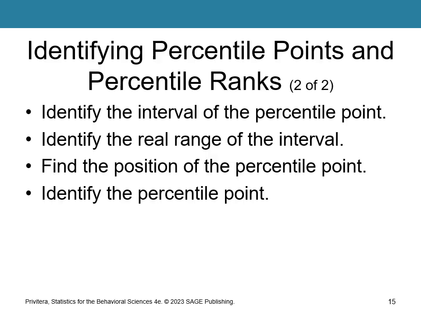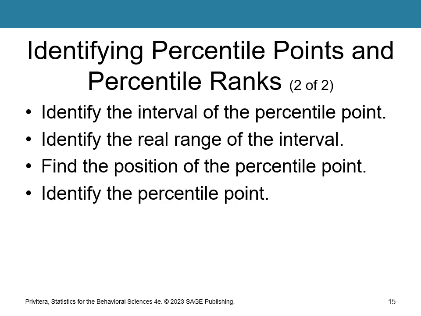There are 4 steps to find the percentile point in a cumulative percentage distribution. Number 1, identify the interval within which a specified percentile point falls by looking at your cumulative percentage column. Step 2, identify the real range for the interval you've identified. Step 3, find the position of the percentile point within the interval.